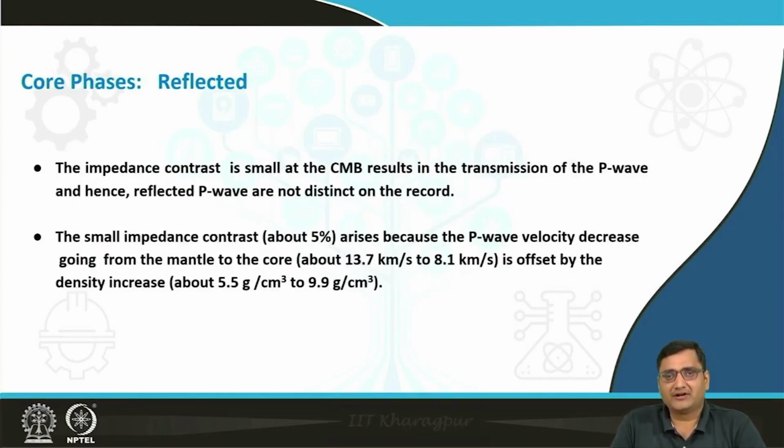And the impedance contrast at the core-mantle boundary for the P wave is very small, around a 5% difference. That means if you go from the mantle to the outer core, the impedance for the P wave changes only by 5%, which is because the P wave velocity decrease from mantle to core, about 13.7 kilometers per second to 8.1 kilometers per second, is offset by the density increase, around 5.5 grams per cubic centimeter to 9.9 grams per cubic centimeter.